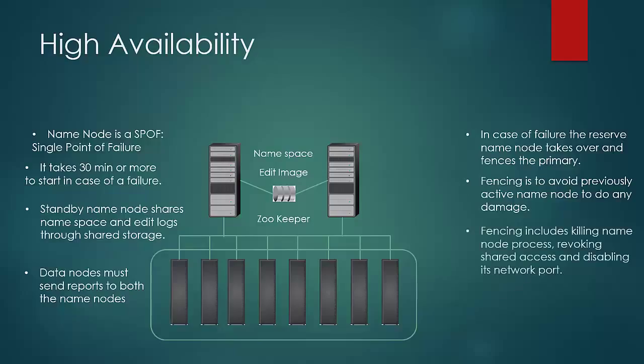Fencing means that the standby would kill the name node process, revoke shared access, and disable the network port of the previous primary node. In certain situations, it goes to the extent that it cuts the previously active name node from the power supply itself. This is often called STONITH, shoot the other node in the head. As you can imagine, naming this standby node as the secondary name node would have been apt, but there is a naming mistake that has happened.